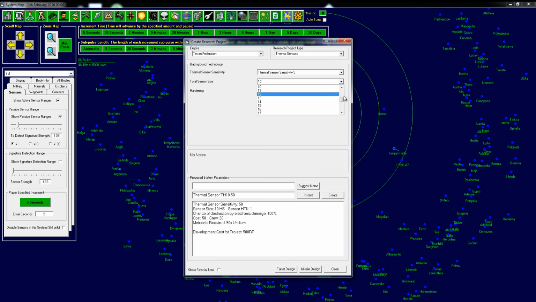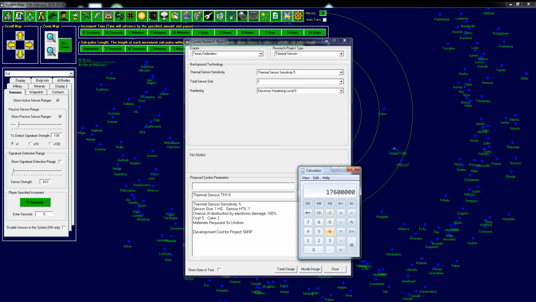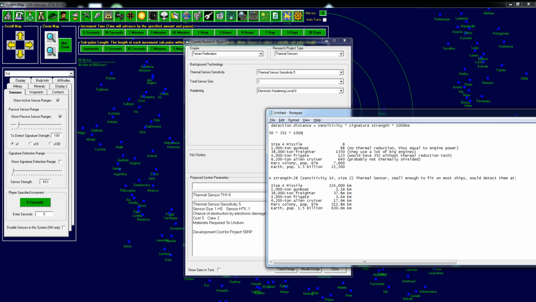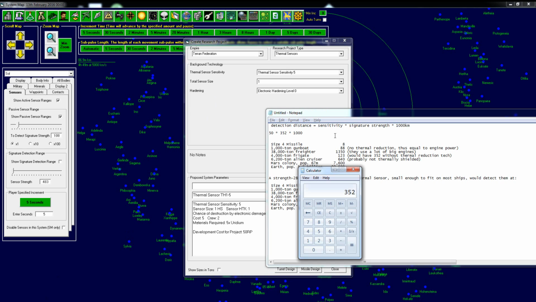Even if you had a sensor of, say, size 1, which is 50 tons, you would have, what was it, 352 times 5 times 1,000, you would have 1,760,000 kilometers worth of range when you detect it. So that's pretty decent.